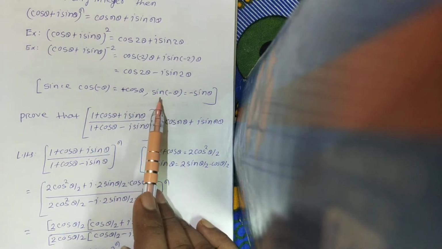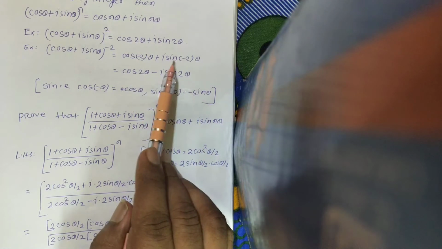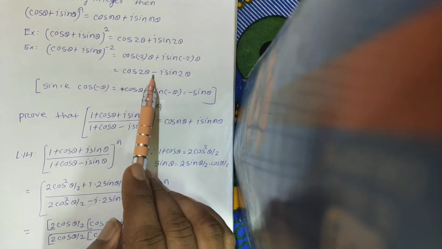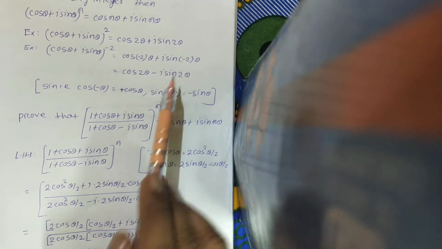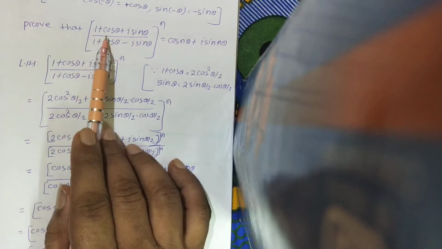And also we know that sin of minus theta is equal to minus sin theta, so sin of minus 2 theta is written as minus sin 2 theta, and i is there, so that's why minus i sin 2 theta.